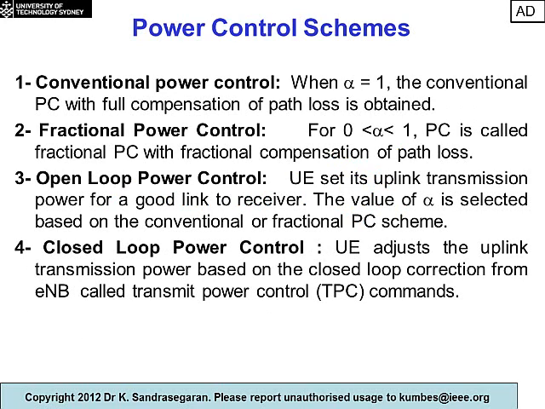In power control, there are different power control schemes. We have something called conventional power control. If you look at that equation, when you set alpha to 1 in the previous equation, the power control has full compensation for the path loss. You can also have fractional power control, open loop power control, and closed loop power control.